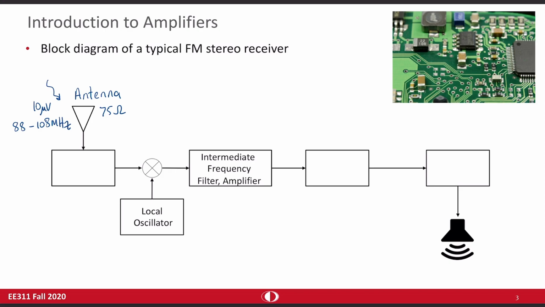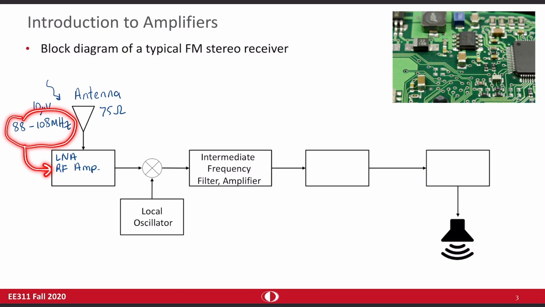But a bare amplifier does not work. You need to use some blocks. The first block should be a low noise amplifier, for example, or RF amplifier. Why do we call it an RF amplifier? Because it operates at radio frequency. So you need to amplify this signal first at radio frequency.